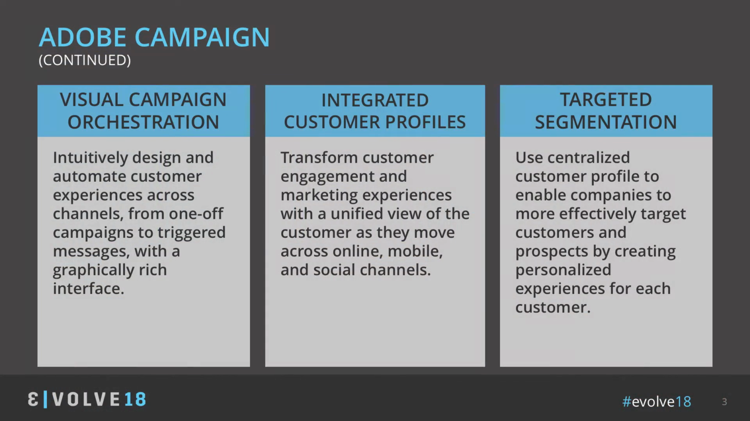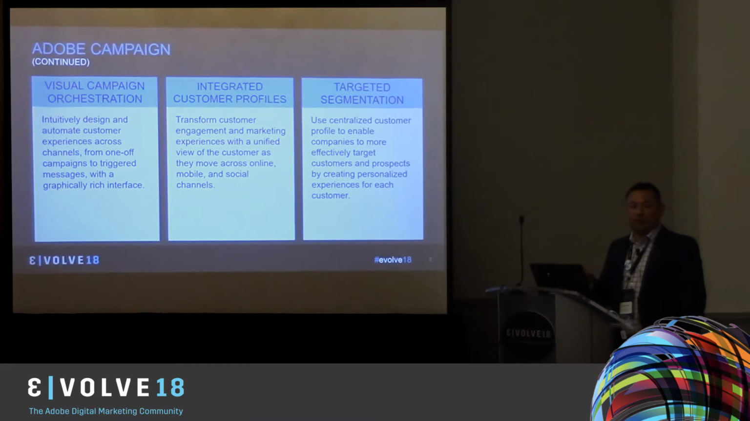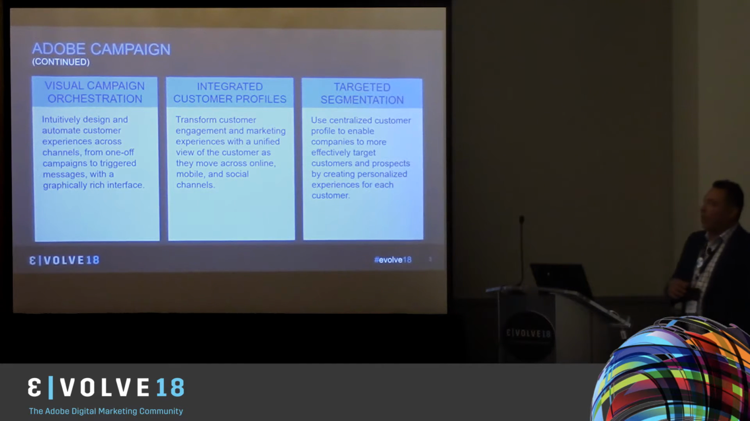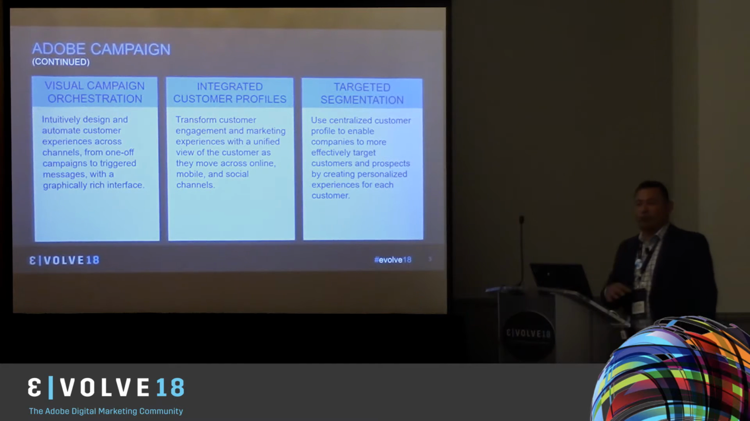So there are like 6 main parts of Adobe Campaign. The first one is visual campaign orchestration. Visual is very important. It's very easy to navigate. It's a drag and drop tool where you can drag your icons, create queries on the go, see the flow, see how many customers you're targeting, how many customers you're not targeting, and why. So the visual of Campaign is very important.